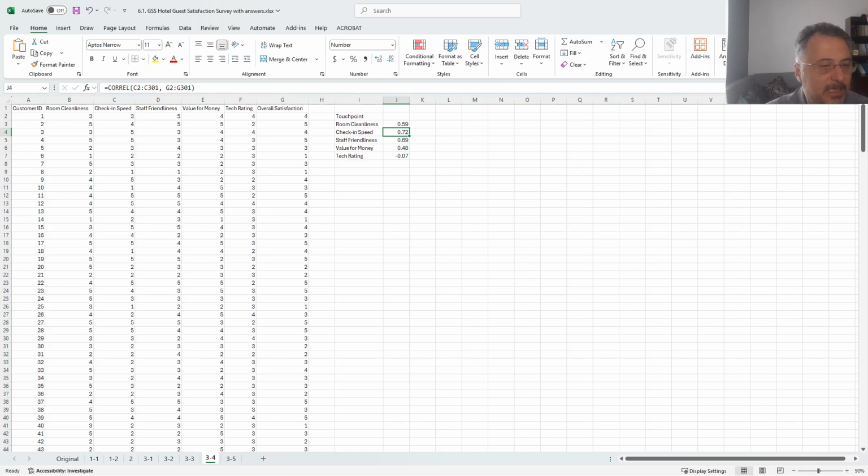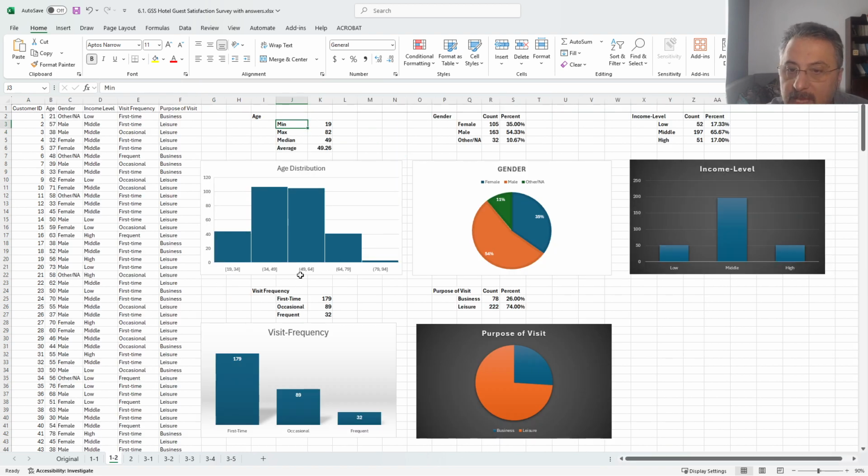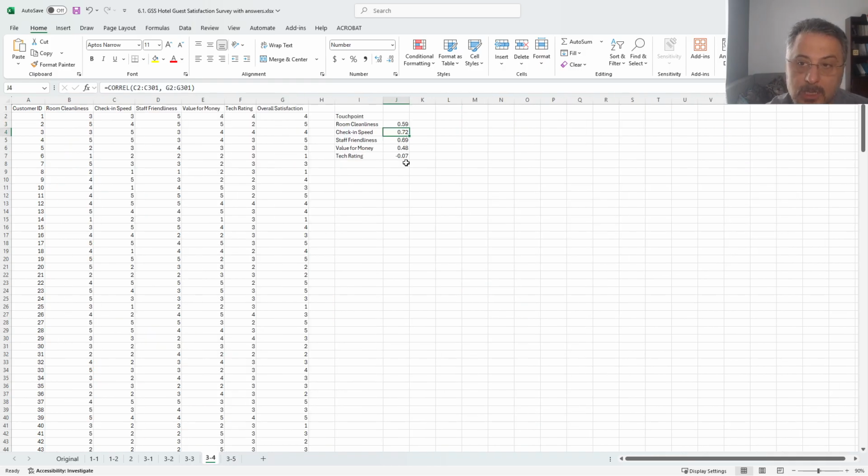Now, that needs more investigation, right? So you need to investigate whether the technology being used is outdated, unintuitive, or unnecessary for customers. Also, you might want to look at age differences, right? If you recall from the age distribution, many of them are in the 49 to 64 range, so maybe they don't care that much about the tech rating.